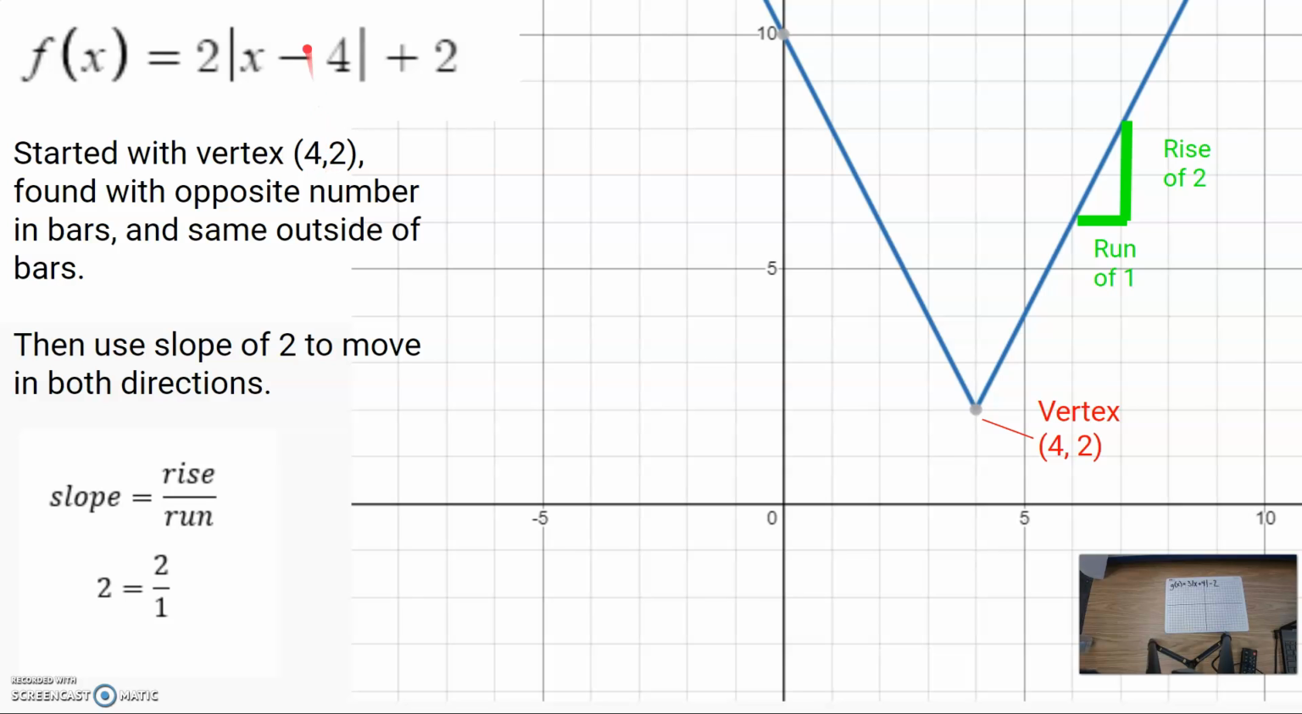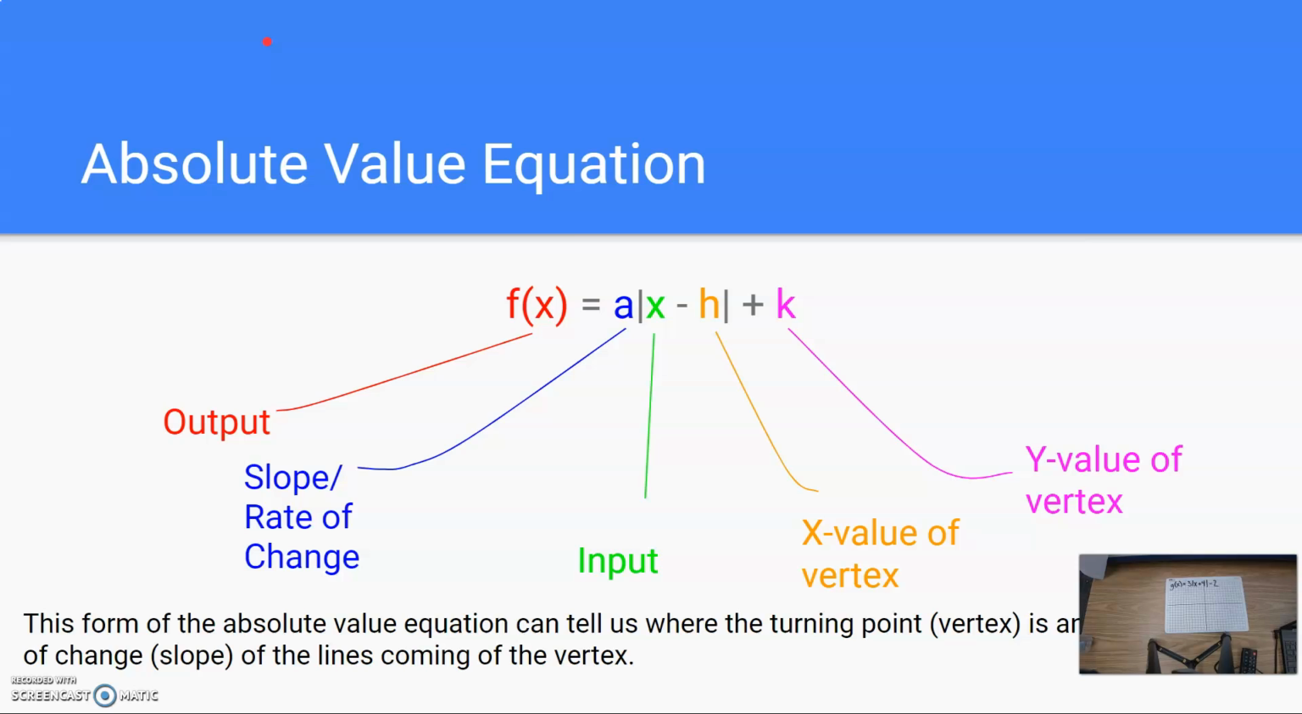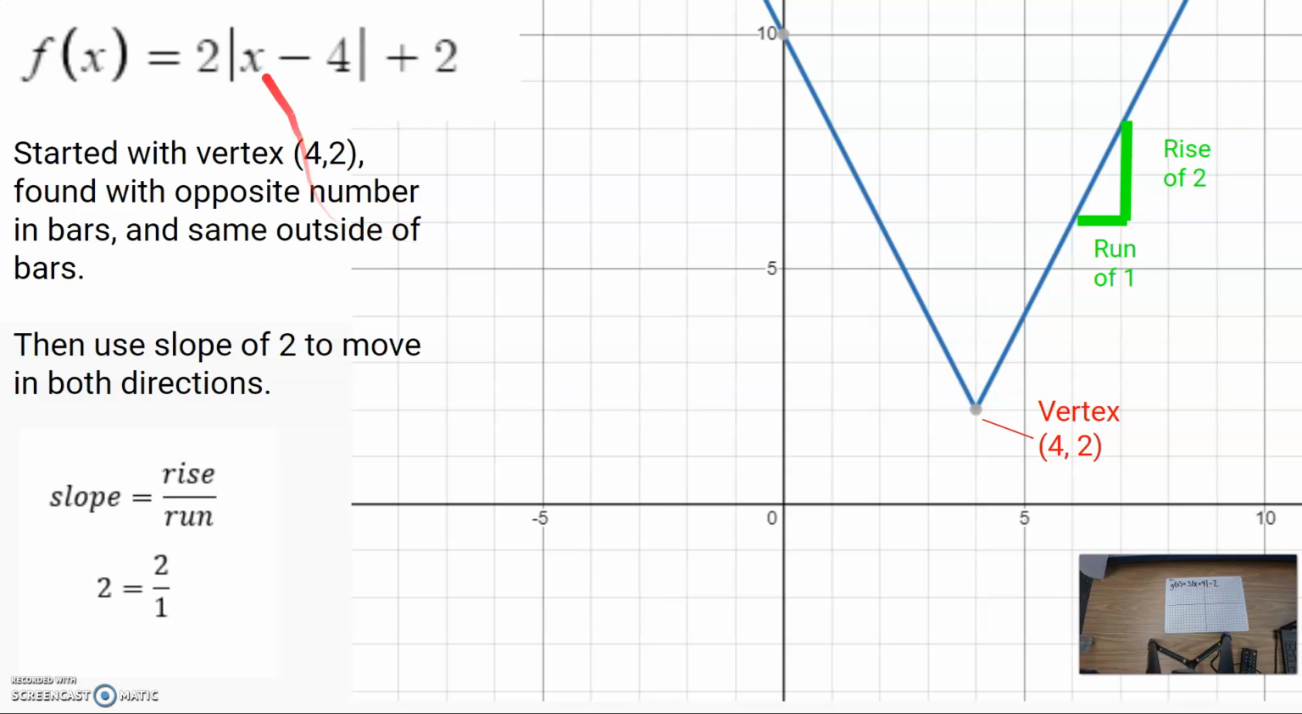What you need to do is find the opposite sign of the number that's in the bars. If you look back at the equation, you'll notice it says minus h. That minus sign inside the bars is telling you to take the opposite of what h is. So instead of my vertex being at -4, my vertex is at +4.